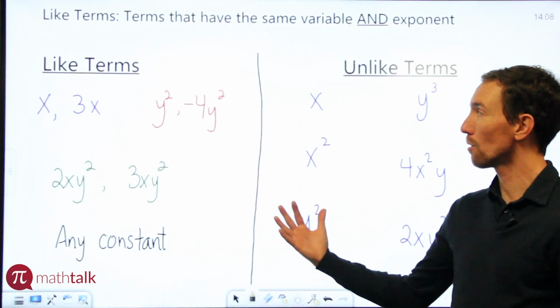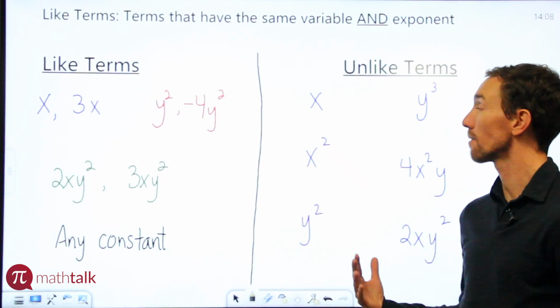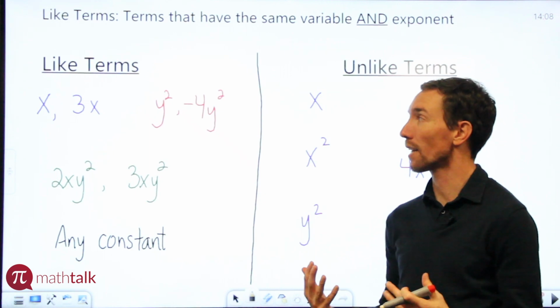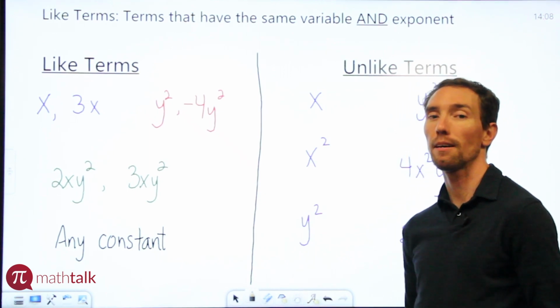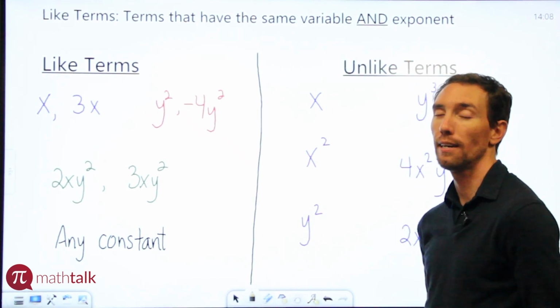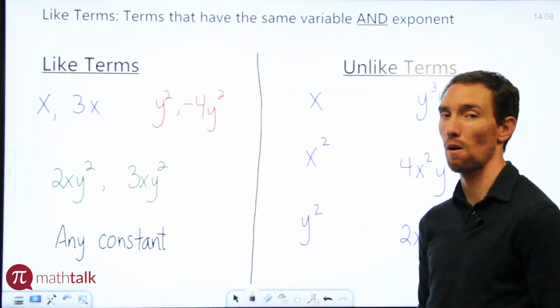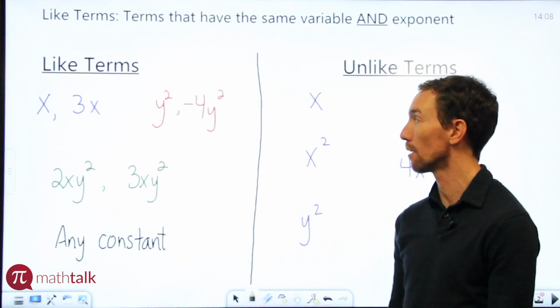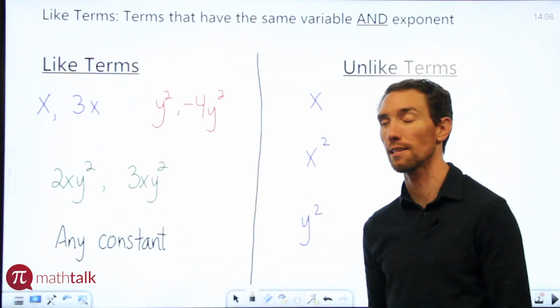And so I've created a couple of charts, one that says like terms and one that says unlike terms, and I've given you some examples. Like terms are anything that have the same variable and exponent. It's really important that the exponent is the same as well. So if you look on the left here, you have some like terms.